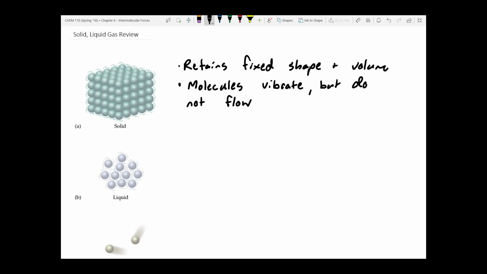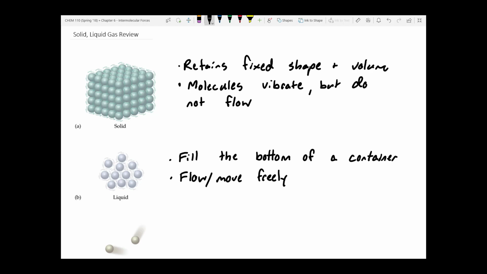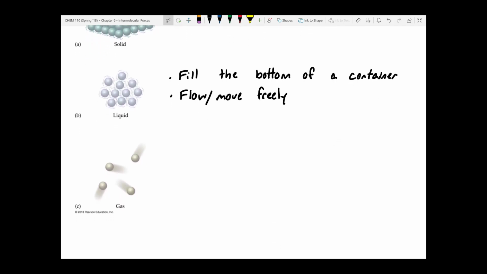All right? For liquids, they fill the bottom of the container, and they flow or move freely. So these vibrate even faster than a solid because they have the ability to flow. And then gases fill the entire volume of a container, and they move really fast.